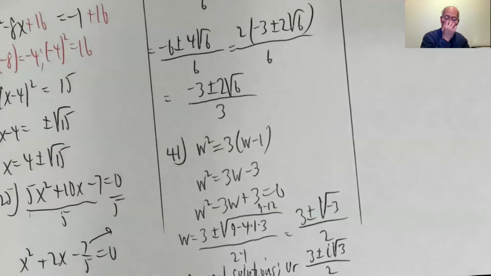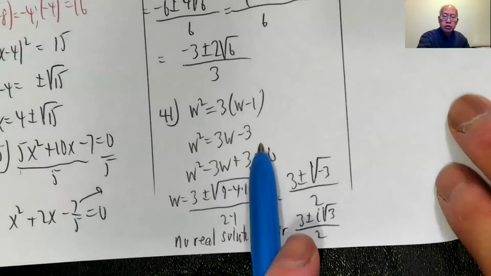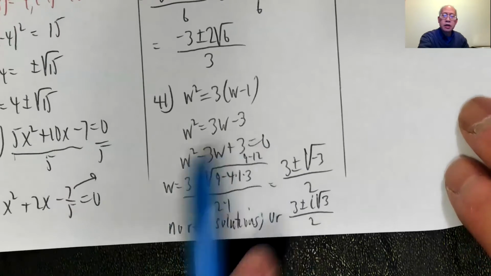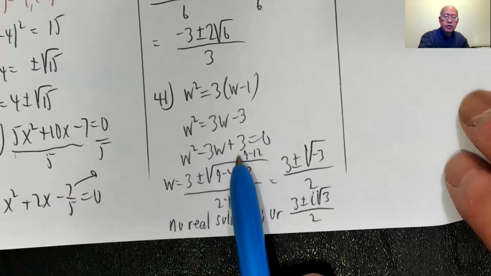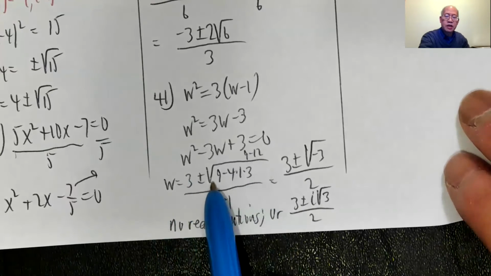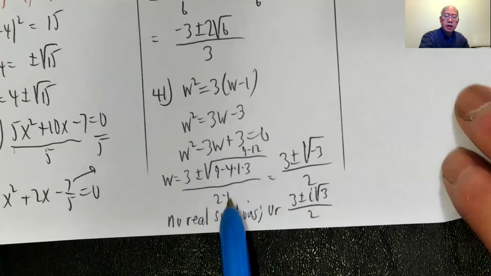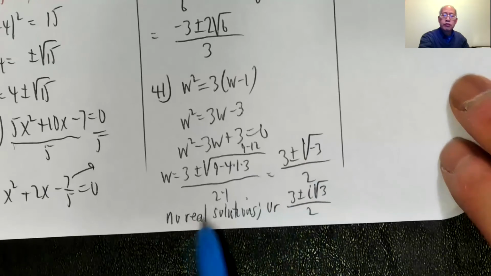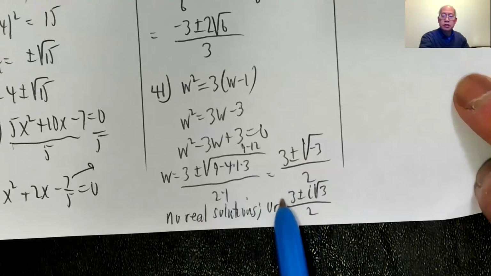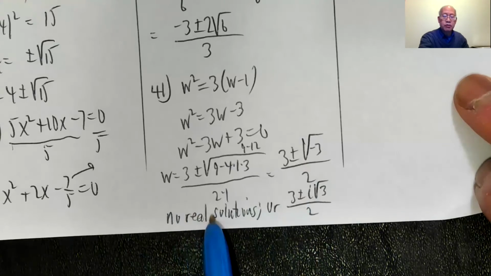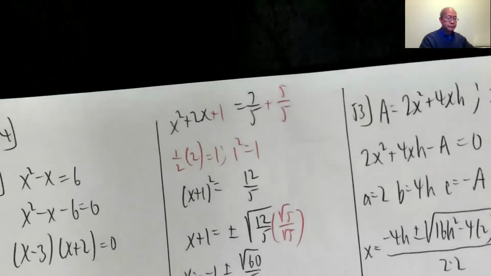41, w squared equals 3 times (w minus 1). Distribute, move these two over to this side. w squared minus 3w plus 3 is 0. a is 1, b is negative 3, c is 3. So w is negative b, which is 3, plus or minus the square root of b squared, which is 9, minus 4 times a times c, over 2 times a. This gives me 9 minus 12, which is negative 3. So there's no real solutions. If you were going to give complex solutions, 3 plus or minus i radical 3, over 2. But simply stated, if they ask for real solutions, there are no real solutions.